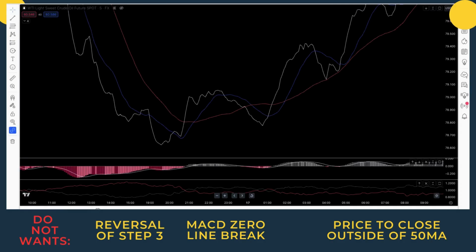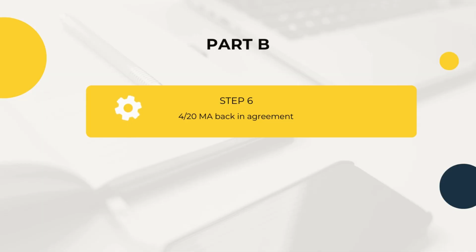All right, so I'm going to quickly. Lastly, step 6, the 4 and 20 moving averages are back in agreement. The 4 moving average will cross back above or below the 20 moving average depending on the trend direction. Once the 4 and 20 are back in agreement, it is time to enter the market.